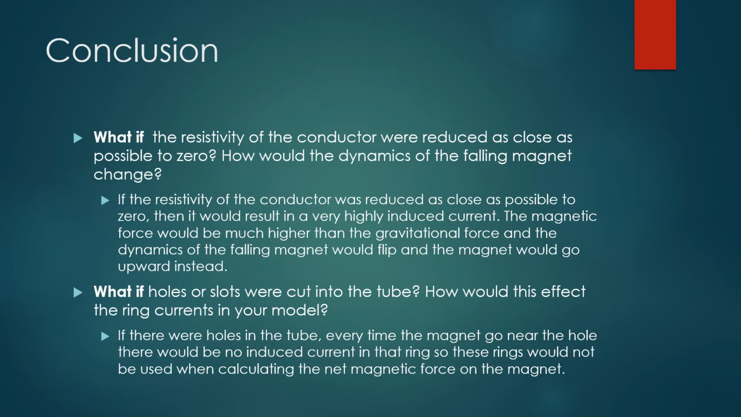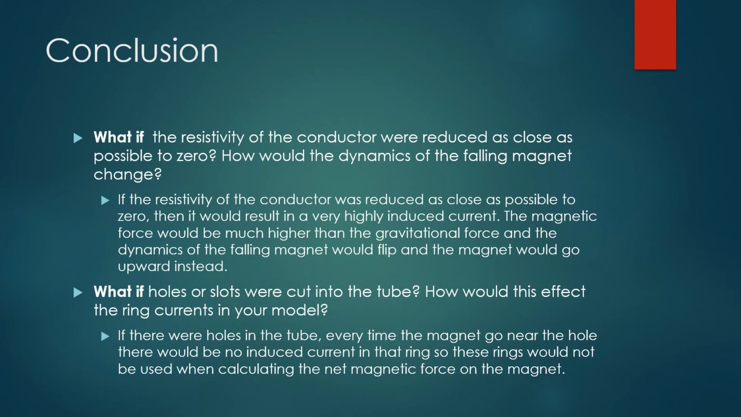And in conclusion, we asked what if the resistivity of the conductor was reduced as close as possible to zero, would the dynamics change? I said if it was as close as possible to zero, the result would be a very highly induced current, and the magnetic force would be much higher than the gravitational force, and the dynamics of the bar magnet would flip instead, and the magnet would probably go upwards.